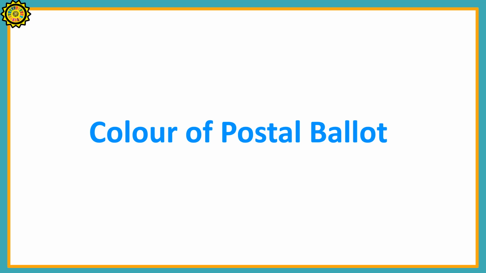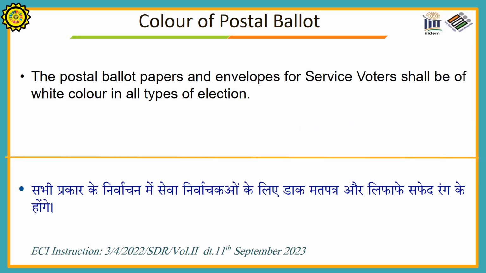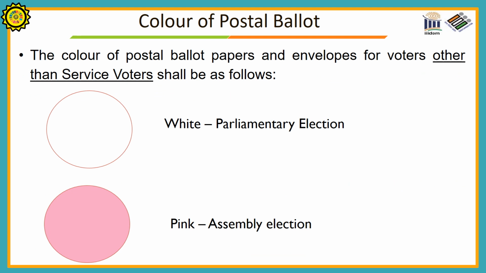Color of postal ballot. The postal ballot papers and envelopes of service voters shall be of white color in all types of election. The color of postal ballot papers and envelopes for voters other than the service voters shall be white for the parliamentary election and pink in case of assembly election.